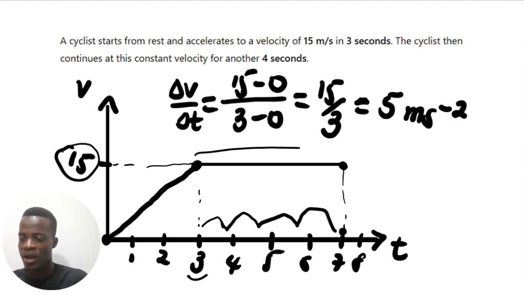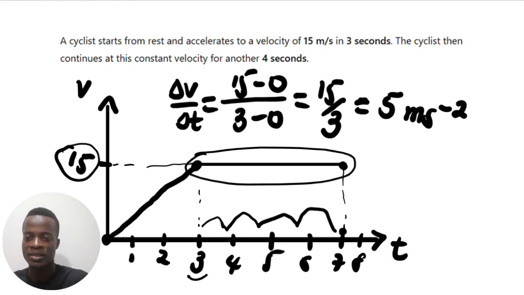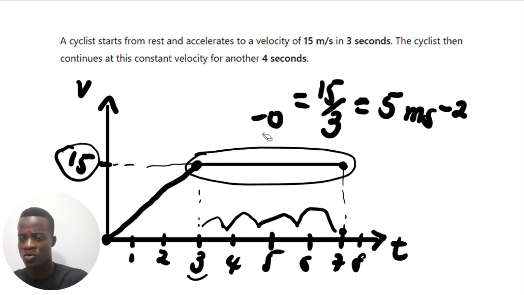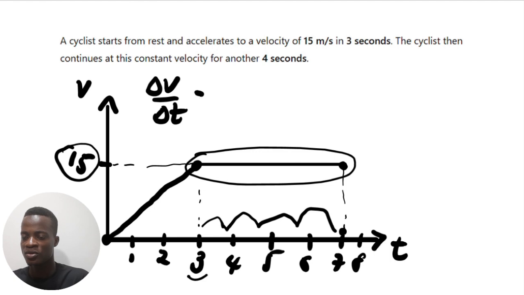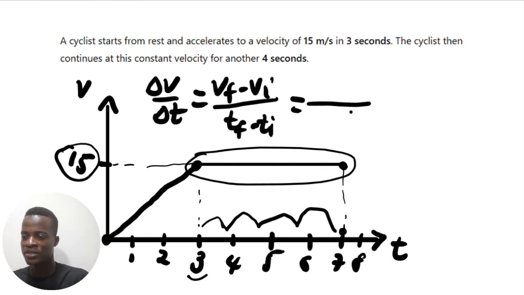Let's explain why this one is equal to 0. If you consider only the horizontal line, the formula is change in v over change in time. It's vf minus vi all over tf minus ti. The final velocity is at this point, and we are getting the destination on this horizontal line.